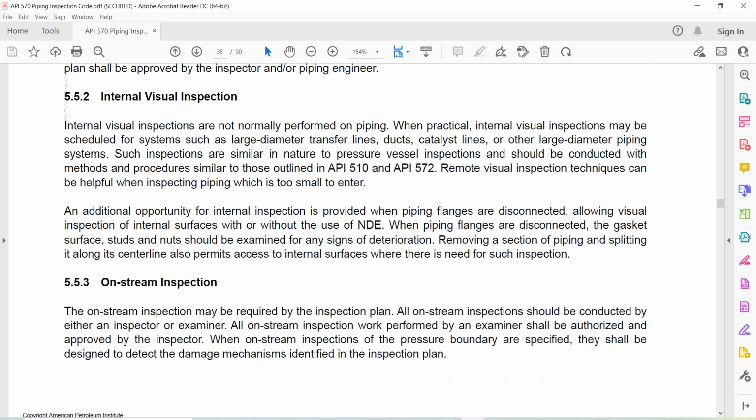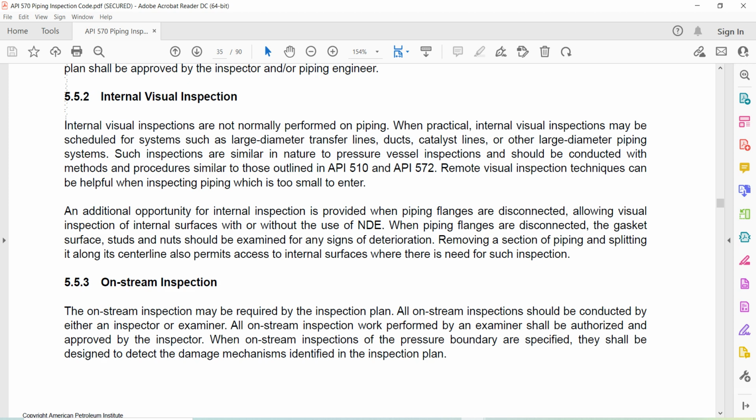5.5.2 Internal visual inspection. Internal visual inspections are not normally performed on piping. When practical, internal visual inspections may be scheduled for systems with such large diameter transfer lines, ducts, catalyst lines, or other large diameter piping systems. Such inspections are similar in nature to pressure vessel inspections and should be conducted with methods and procedures similar to those outlined in API 510 and API 572.